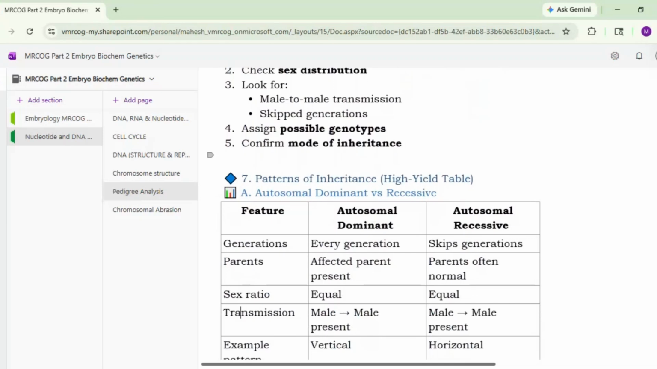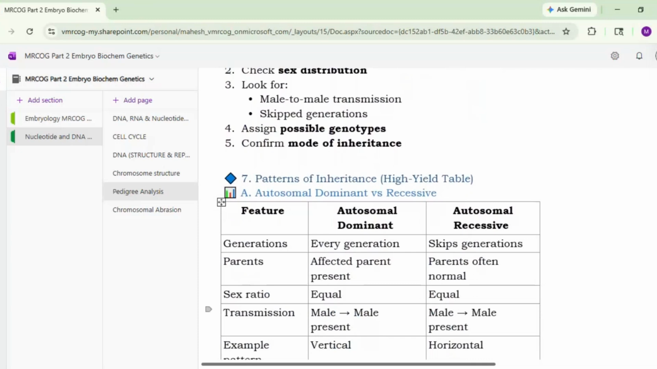Okay, as I mentioned, you see 3 minimum generations. And if you see that the generation is getting skipped, you are likely to deal with autosomal recessive. Then parents. An affected parent will always be present in autosomal dominant, while parents are often normal in autosomal recessive because there is a skipping of the generation. Sex ratio: both males and females will get affected. Here, both males and females will get affected.